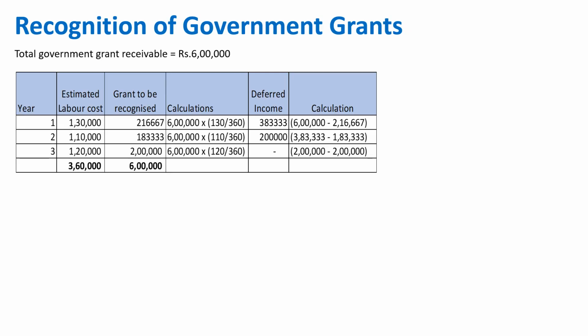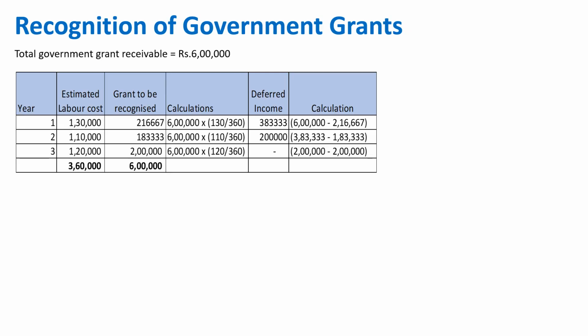So if you see the calculation, for year 1, 6 lakh into 1,30,000 divided by 3,60,000. So proportionately, we have to calculate how much amount has to go to government grant. Here the amount is 2,16,667. Second year, 6 lakh into 1,10,000 divided by 3,60,000, it comes to 1,83,333, right? And in the last year it is 2 lakhs. So that is how the grant of 6 lakh rupees will be distributed over 3 years, right?